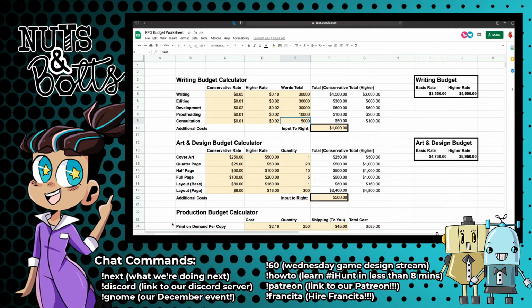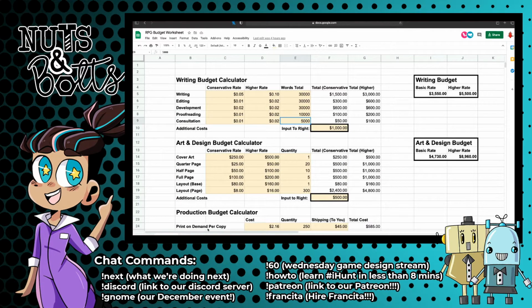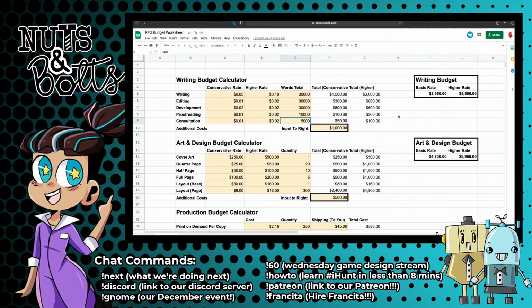Now that said, the way that it works is that, like I said, there's 3 pages. There's the basic calculator page. This is where you put in a lot of the hard data, and you fuss with it in order to make it work. And then there are 2 sheets that are basically identical, the budget sheet conservative and the budget sheet higher. They both have the exact same fields on them. The only difference is that we have 2 versions of the budget: the conservative rate and the higher rate.